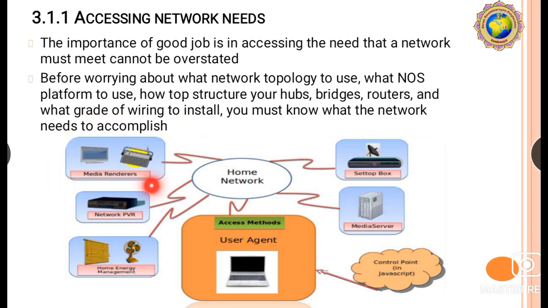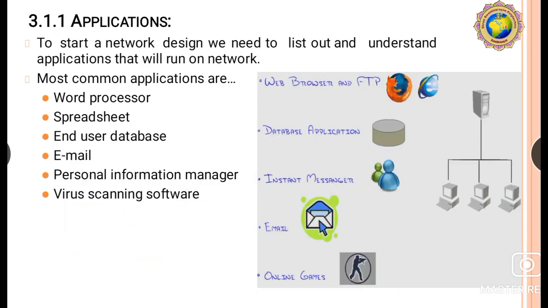So here one is the media renderers, network PVRs, home energy management, accessing method through user agent, here the control point, here the media server, here the set-top box. So this is all considered a system to provide a network, and following this type of step for the needs of accessing the network. Then next, applications of the networks. It means what type of application to use for accessing any network.